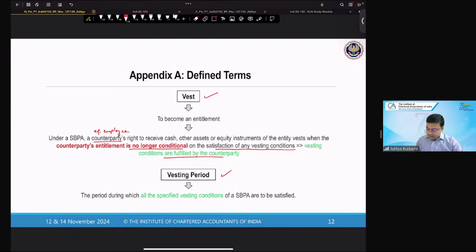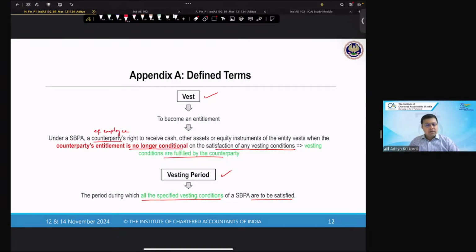And what is the vesting period? The period in which all the specified vesting conditions are to be satisfied. There could be certain vesting conditions, like an employee is expected to serve the organization for a period of 3 years. This becomes a vesting condition. So the vesting period is 3 years. He is expected to remain employed for a period of 3 years, and therefore that 3 years is a vesting period. The condition is he should continue to remain in employment, which means he cannot resign in that 3-year period.